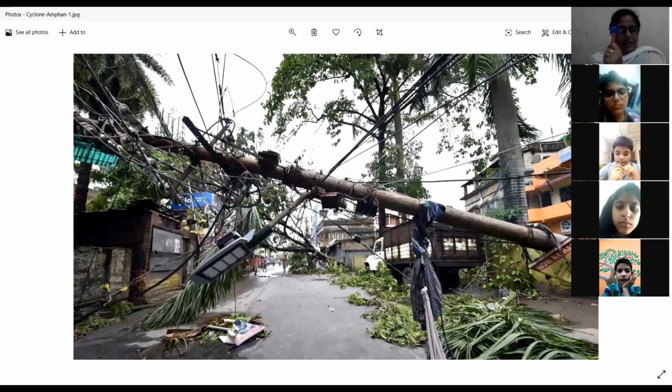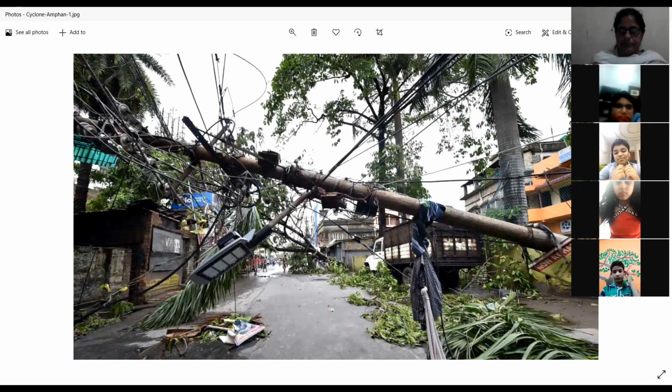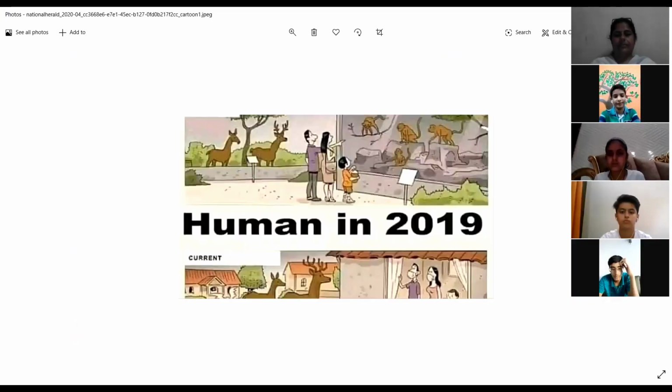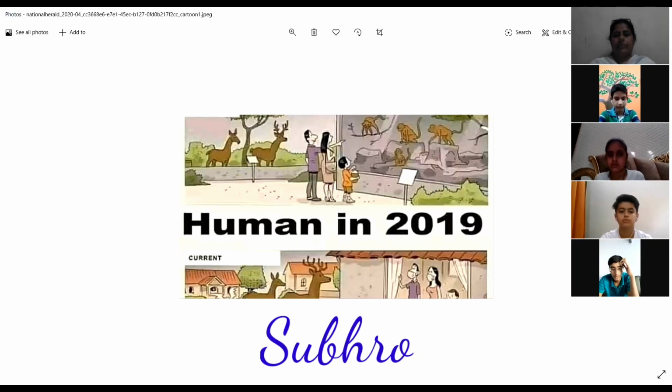Remarkable. Very good. Clap for yourself. You spoke a complete speech. Thank you. All right, let's change the picture. All right, Shubhru. Shubhru, get ready.